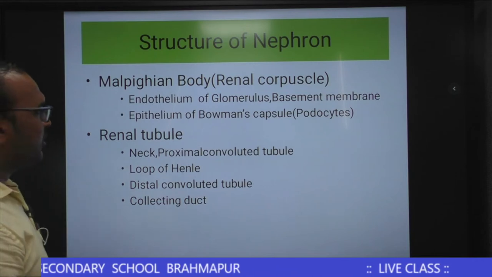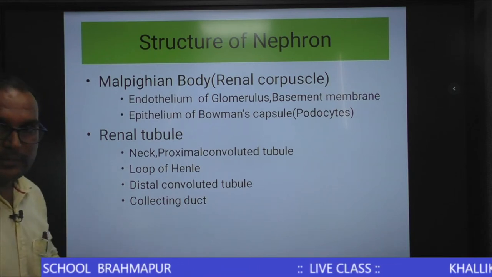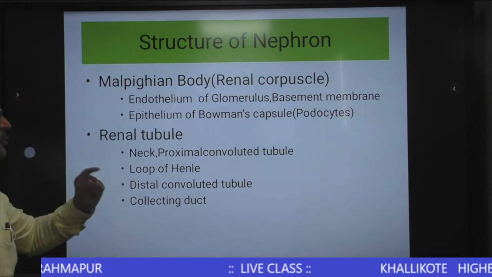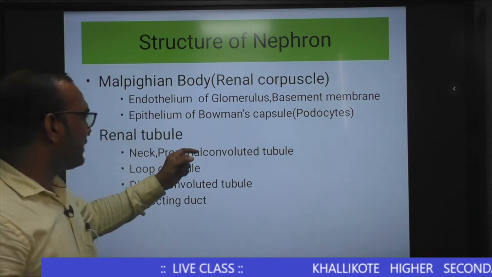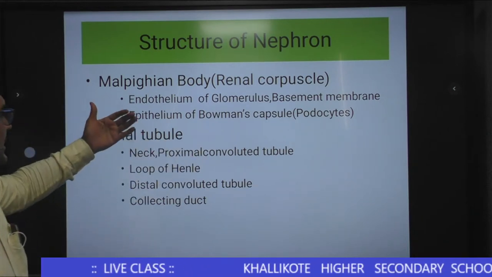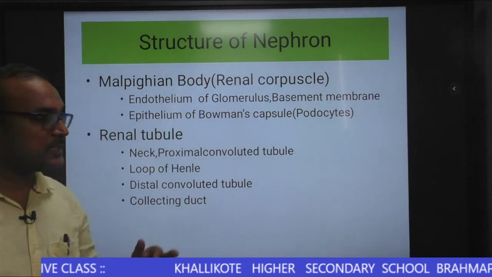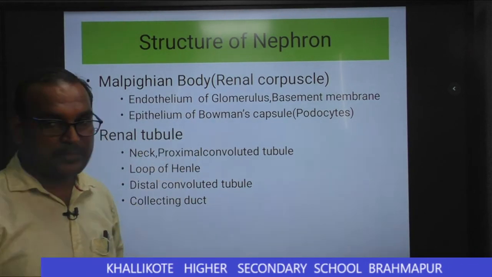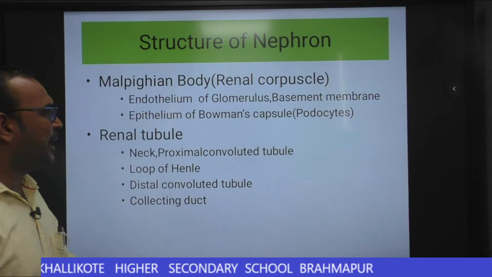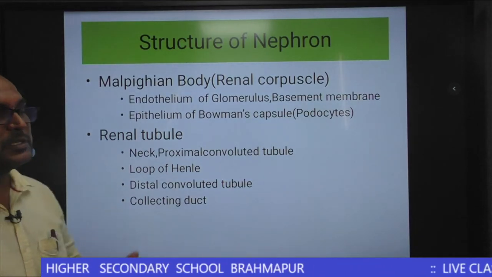The Malpighian body or renal corpuscle has components like the endothelium of the glomerulus and the basement membrane, and the epithelium of the Bowman capsule, which includes podocytes.